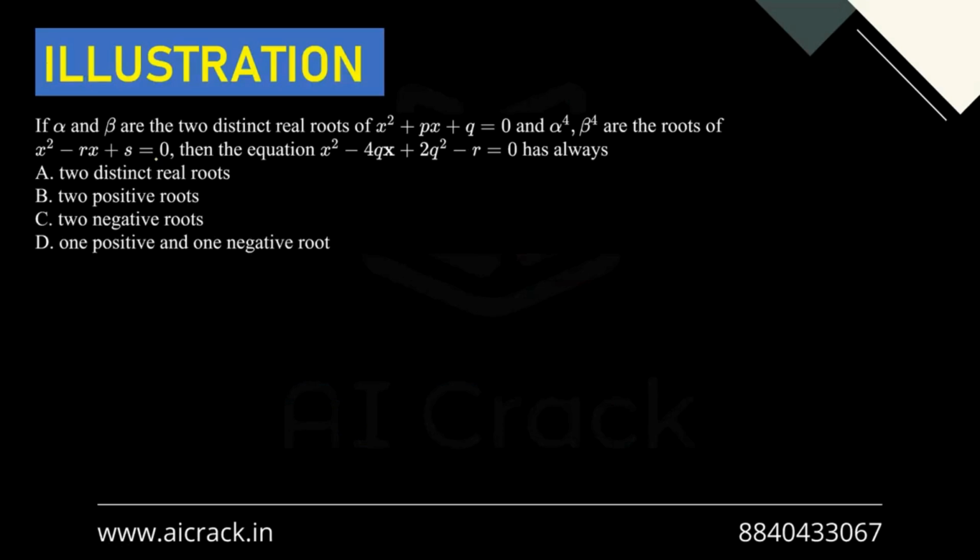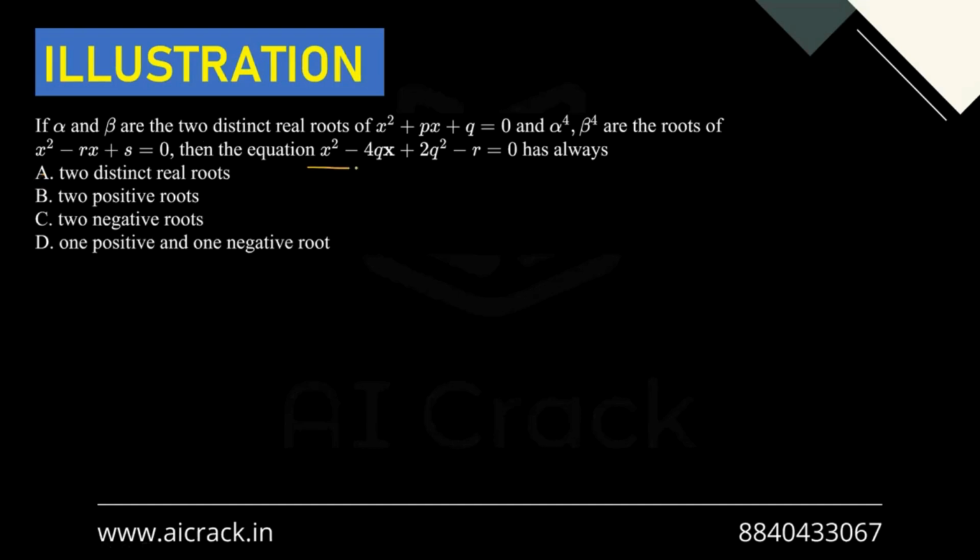Okay. Now let us solve this question. If alpha and beta are two distinct real roots of x² + px + q = 0, and alpha⁴, beta⁴ are the roots of x² − rx + s = 0, then the equation x² − 4qx + 2q² − r = 0 has always two distinct roots: two positive, two negative, or one positive and one negative root. Considering these options, the first thing we have to do is find out the discriminant over here.